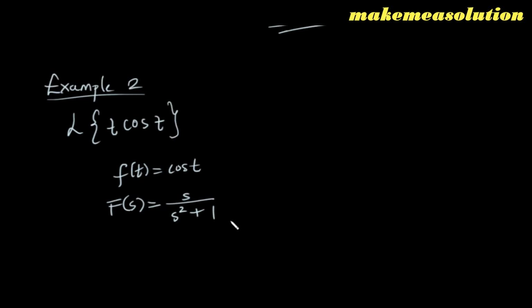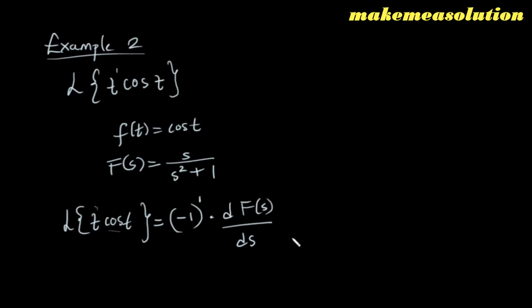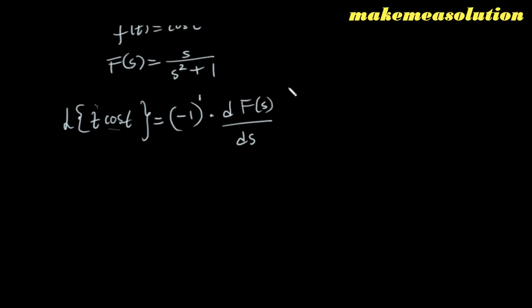Now that I've gotten my F of s, t has a power of 1 in this case, therefore the Laplace transform of t cos t will be given as minus 1 raised to the power of 1, then dF of s over ds. I'm differentiating 1 time because the degree of t multiplying this f of t is 1. So I just need to find the first derivative of my F of s and multiply it by minus 1 to get my final answer.